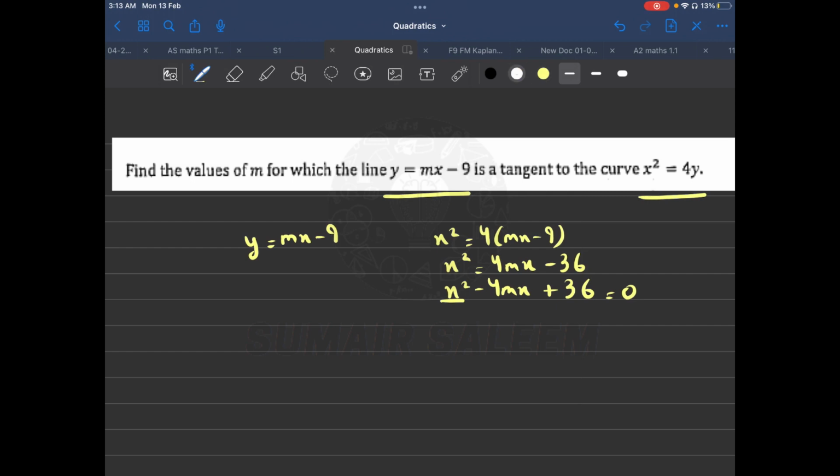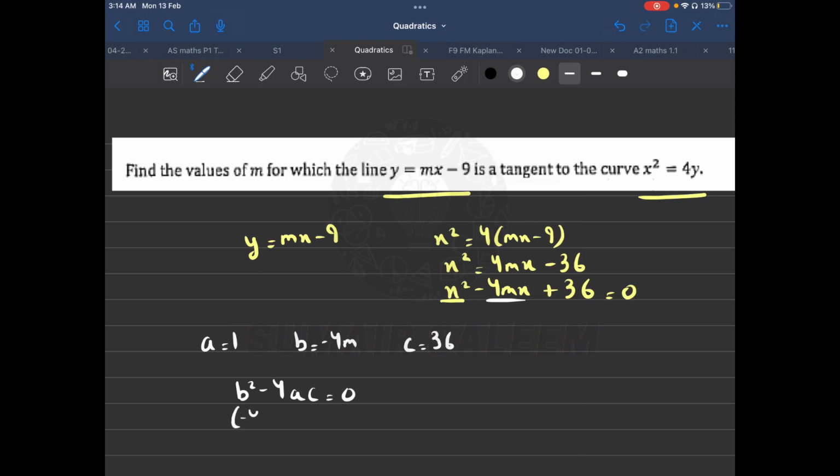Now, what's written with x squared? It's 1. What's written with x? It's minus 4m. What's written without x? Constant, 36. Then read the question. It says it's a tangent to the curve. In a tangent to the curve, what did I teach you? When do you get one solution? When b square minus 4ac is equal to 0. So I'm going to write b square minus 4ac equal to 0.